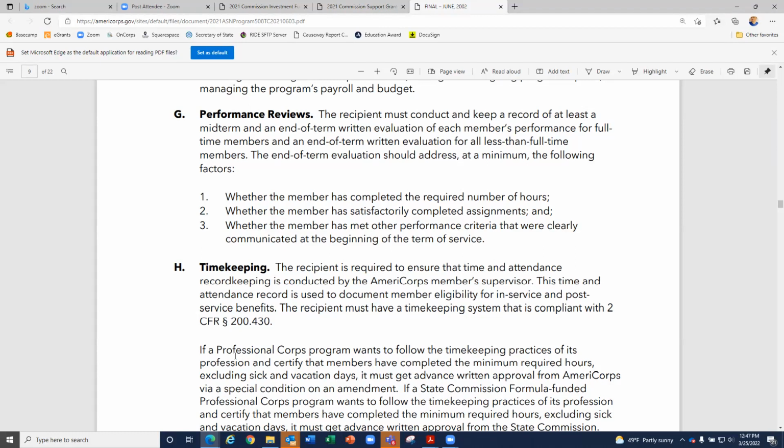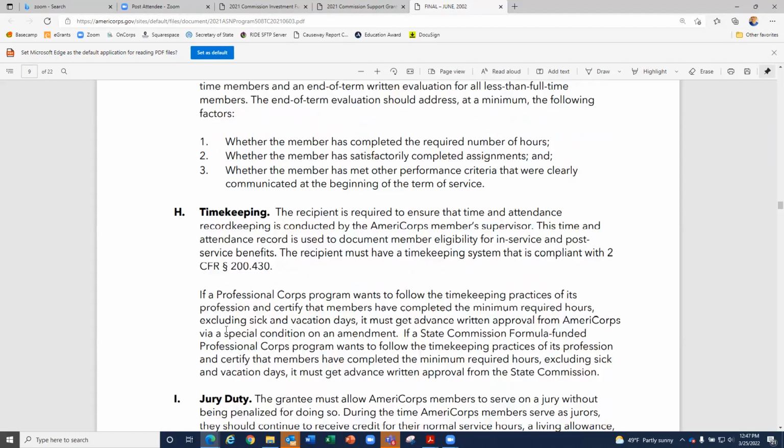AmeriCorps members complete timesheets and track their hours of service. This is in the terms and conditions. We will also provide, more than likely, an online time tracking system. And if you receive a fixed grant, we will really want you to use our own online time tracking system unless you request a waiver of us and make a good case that you have a different system that's adequate.